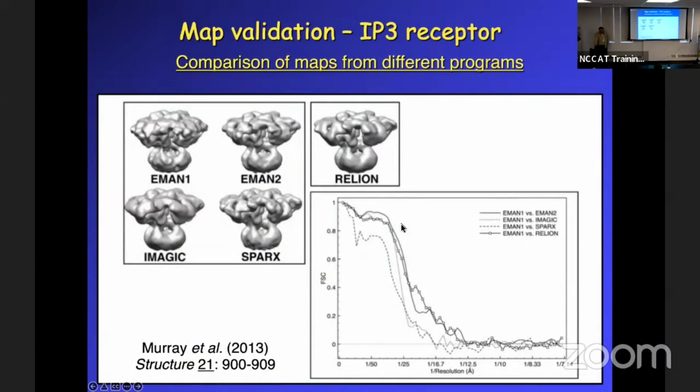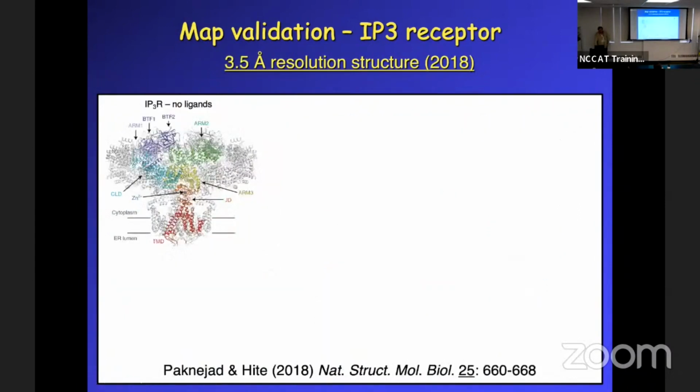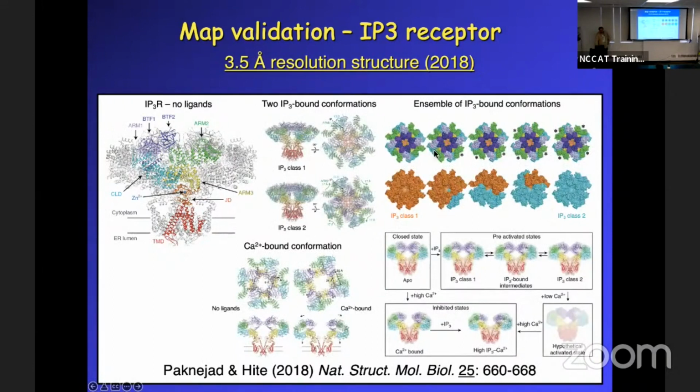And then later on, it was confirmed when they got a structure at 4.7 angstrom. Now you could actually start to build the backbone. And then more recently, Rich was able to actually get a really high resolution structure of the IP3 receptor. So now we really know what it looks like. But these days, you not only get the structures, as Rich said, they were able to get all kinds of conformational changes and see that different receptor subunits had different conformations. So this is really what you are able to do these days. So it's way beyond validating the maps.